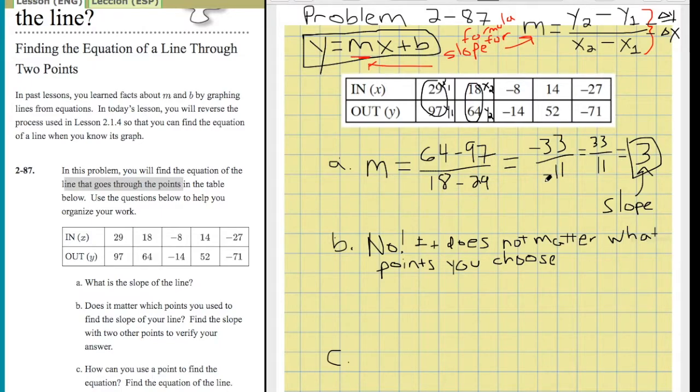So let's choose some different points right here, and I might do that in blue. So now let's choose these ones. I'll make this one be my x1 and y1. This is my first point here.